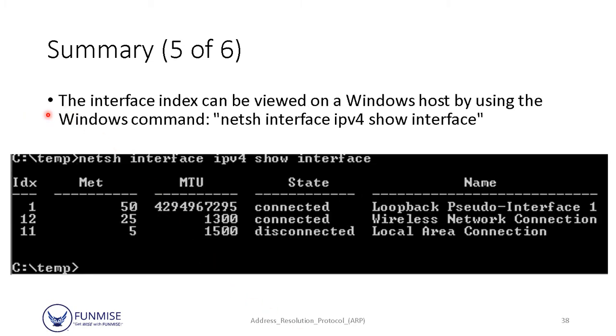Now, with this other command we covered, you can view your interface index values. We used this command in prior lessons. This command is netsh interface ipv4 show interface. In this example, we were primarily concerned with viewing interface index values. Like you see here, this index value 12 corresponds to this wireless network connection. In a prior lesson, we covered metric and MTU, so if these columns are slightly confusing, you can refer to the prior lesson.